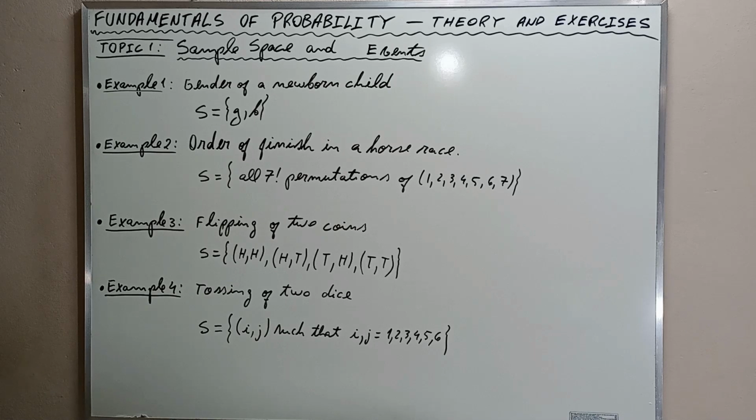Example number 4. If the experiment consists of tossing 2 dice, then the sample space consists of the 36 points (i, j), such that i from the first die and j from the second die are equal to 1, 2, 3, 4, 5, and 6. Okay?